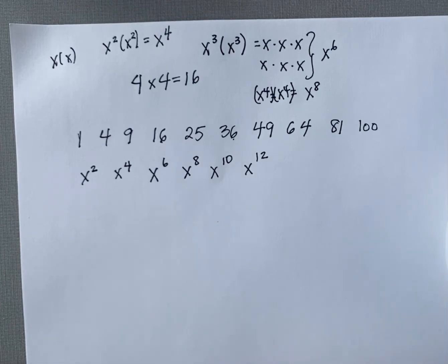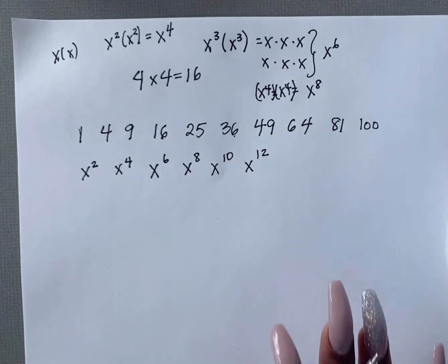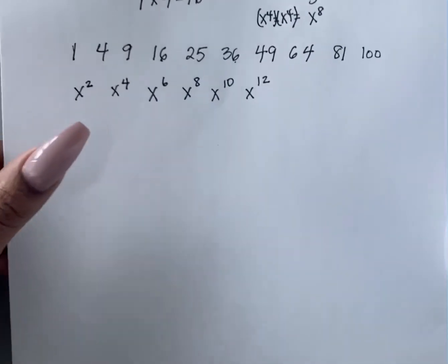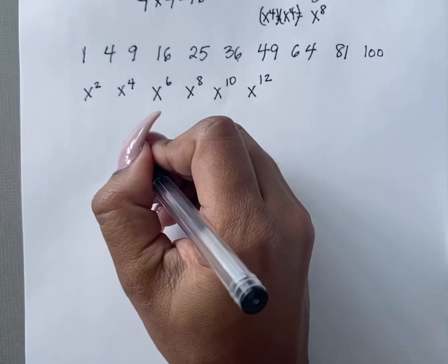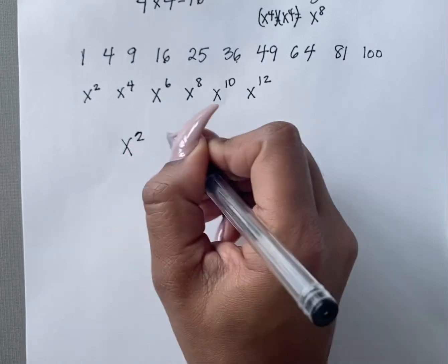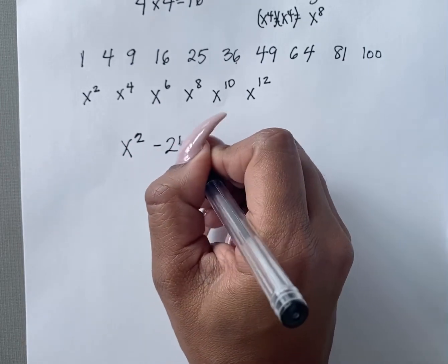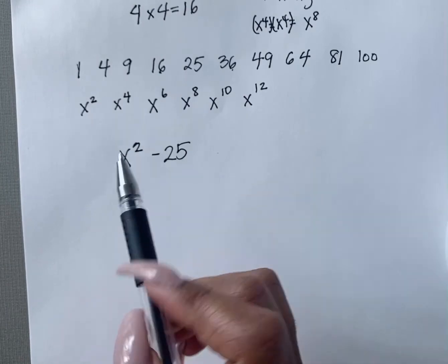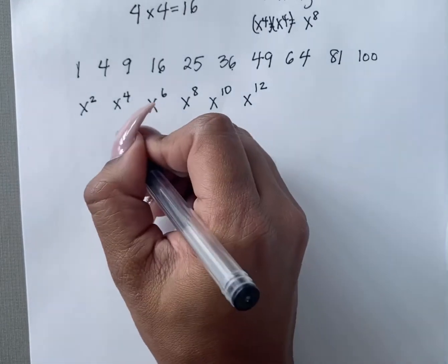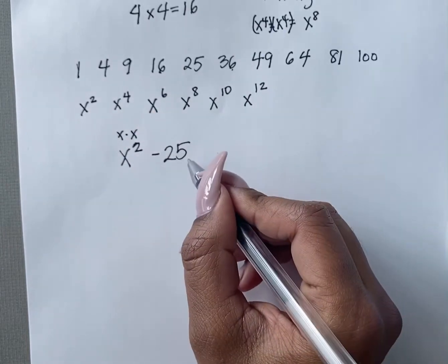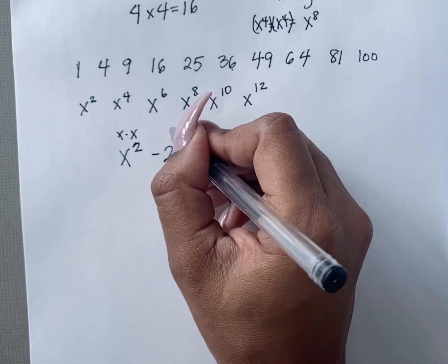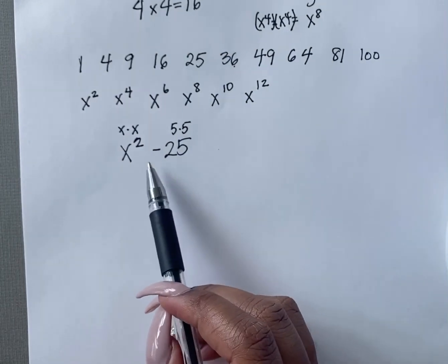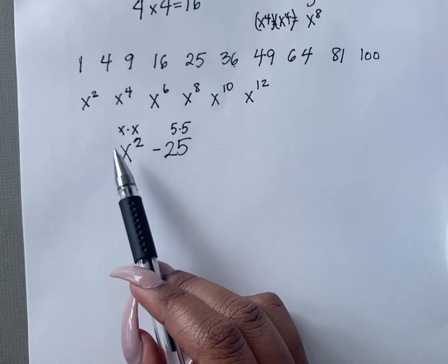Now we're going to look at the difference of perfect squares. Difference is subtraction. Here's an example of the difference of perfect squares: x squared minus 25. These are both perfect squares. x squared is the result of x times x, and 25 is the result of 5 times 5. So this is the difference of perfect squares. You have subtraction and you have two perfect squares.